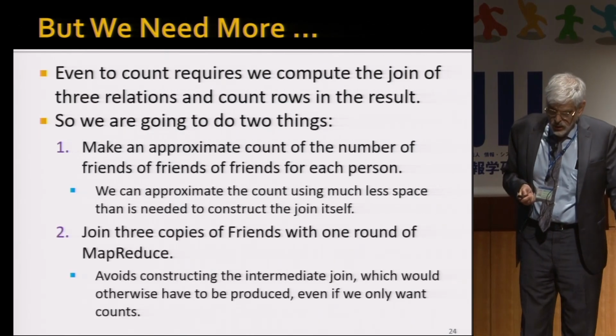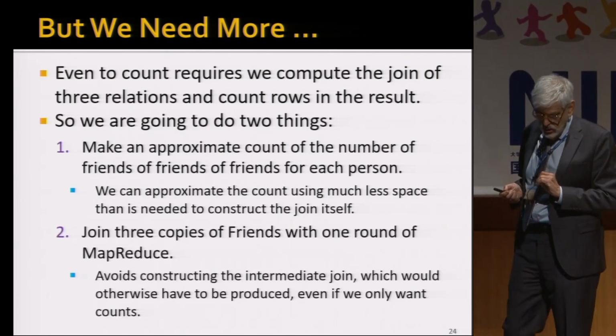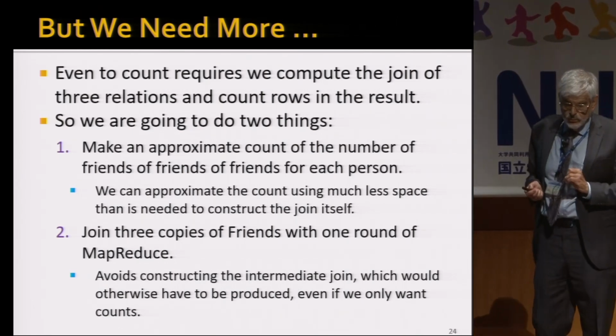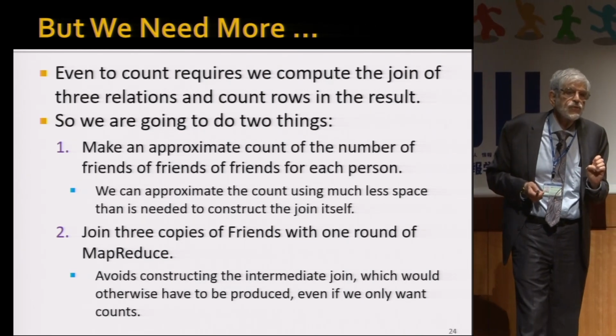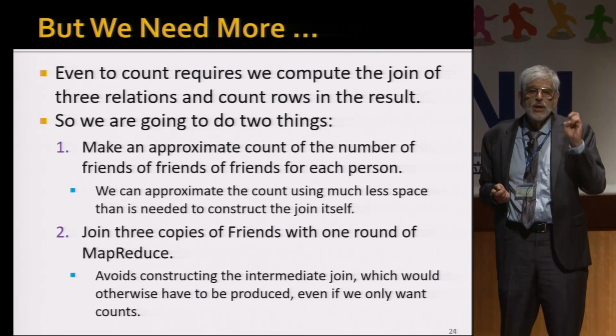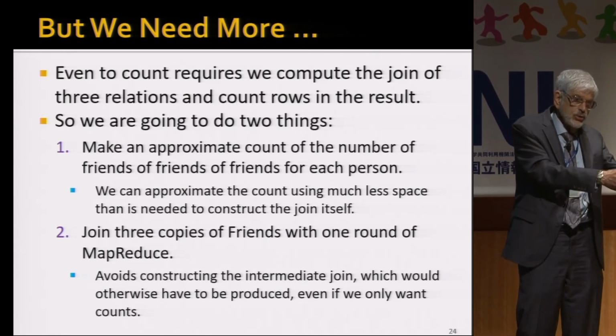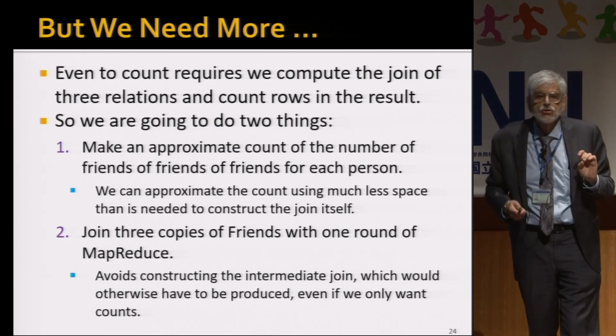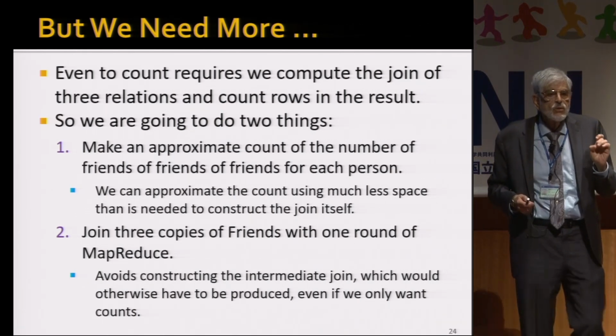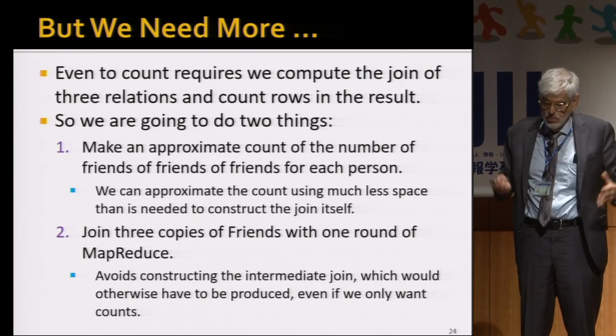And the second thing I want to tell you about is joining 3 copies of the friends relation in one round of MapReduce. That is, there'll be only one map function, one reduce function. This avoids constructing the intermediate relation, which is rather big.